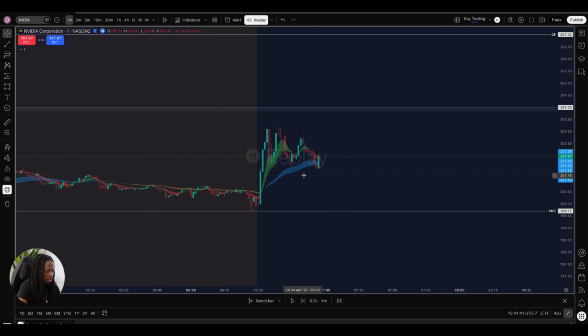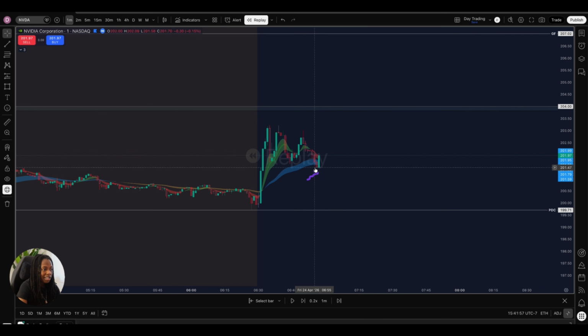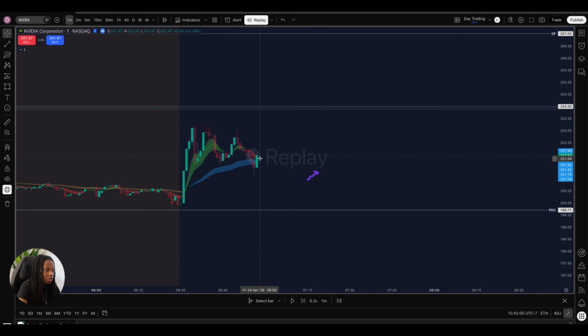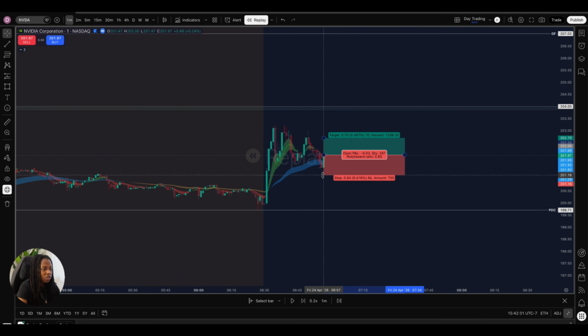I see that we have buyers stepping in to close this candle nicely, and then the next thing you can see is a green candle that basically engulfs this red candle. And I'm like, okay, now you have my attention. As this candle closed, I'm like, I'm going to try this for a low risk entry right here, and my stop will be here.